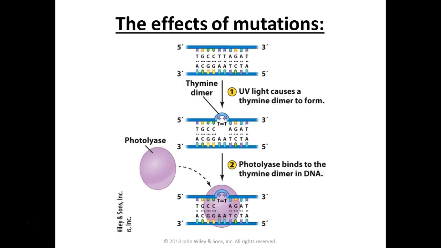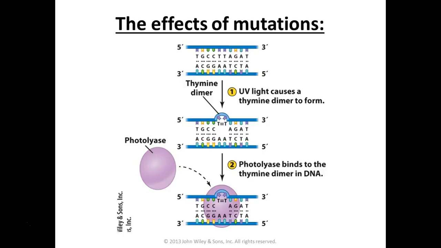Anyone know why it's called photoligase? What does photo mean? No. What does photosynthesis use? Light. So guess what we're going to use as energy to break this bond? Light. A lot of times it's called direct repair or light repair because it directly fixes it. It's not going to cut anything out. It binds to that section.